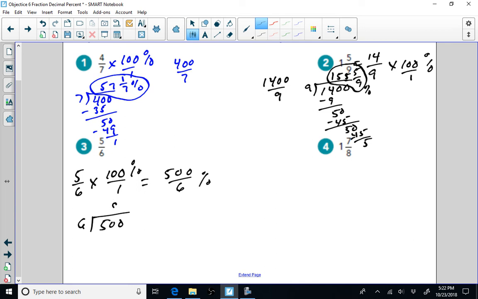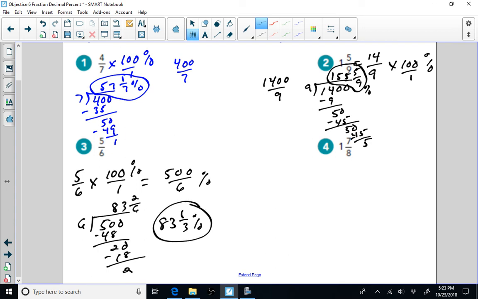6 times 8 is 48. Subtract, I get 2, bring down the 0. 3 times 6 is 18. Subtract, I get 2. That remainder of 2, I put over my divisor of 6, but I can simplify 2/6. So it's going to be 83 and 1/3% for 5/6.